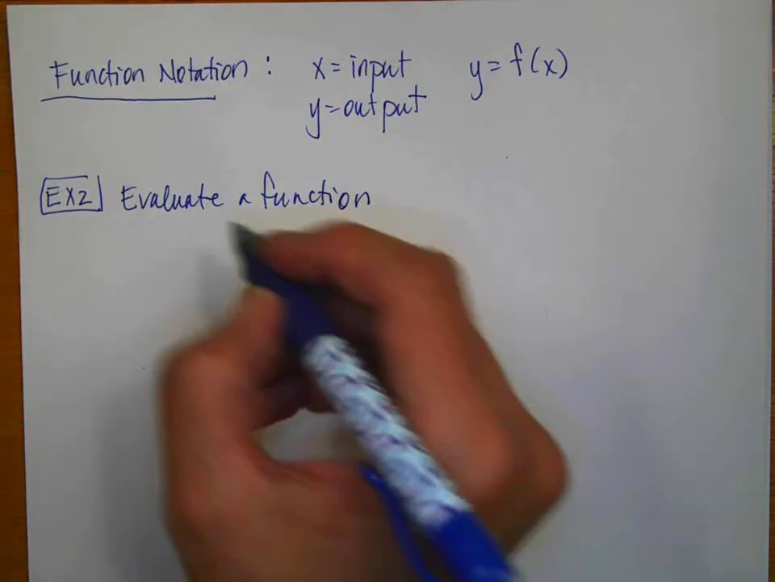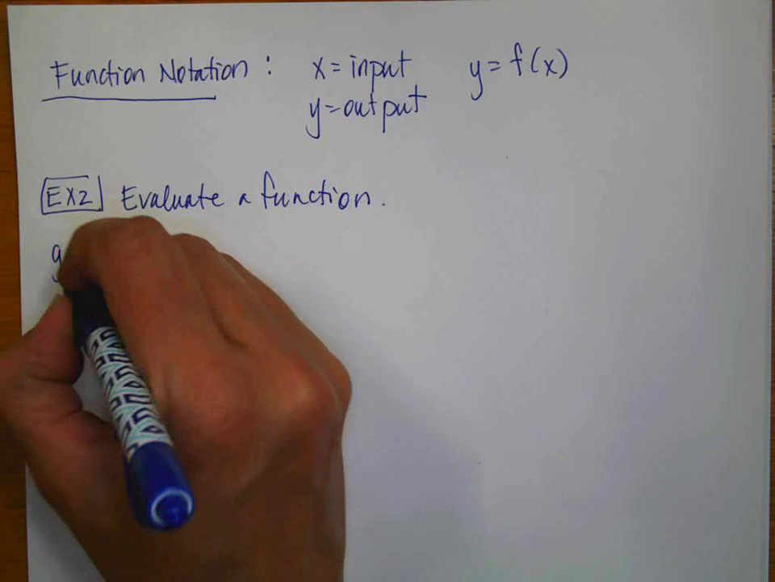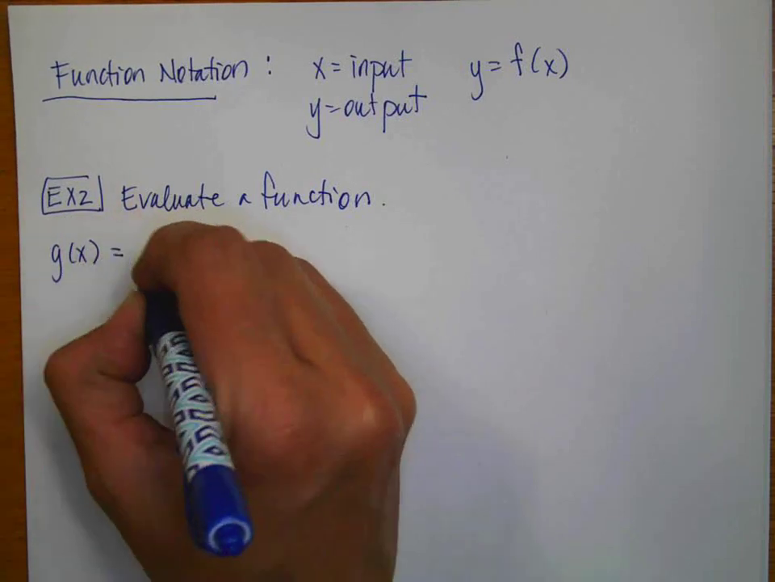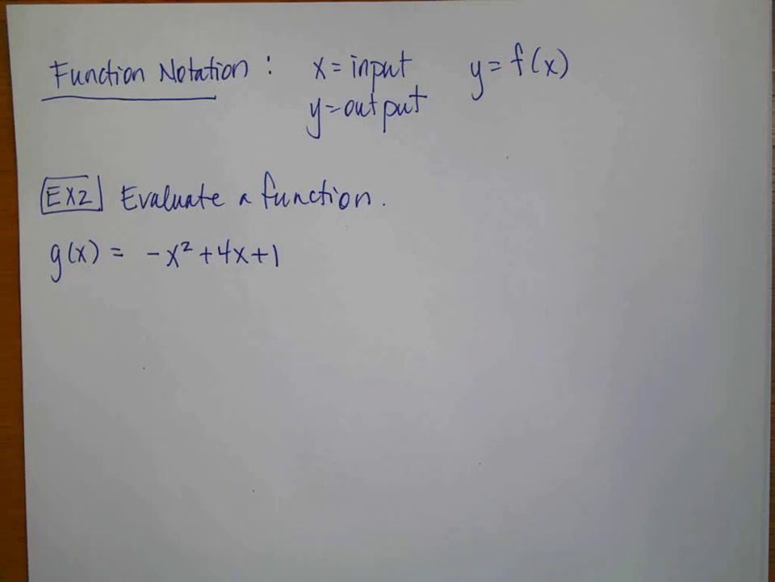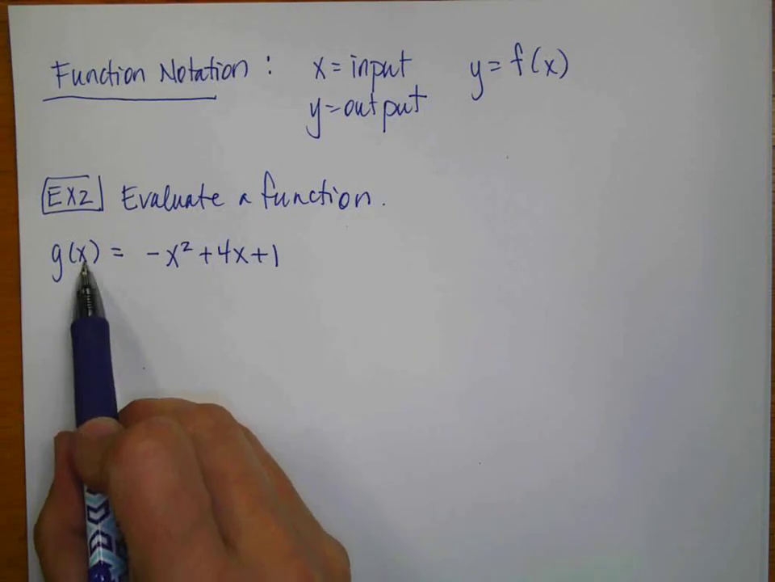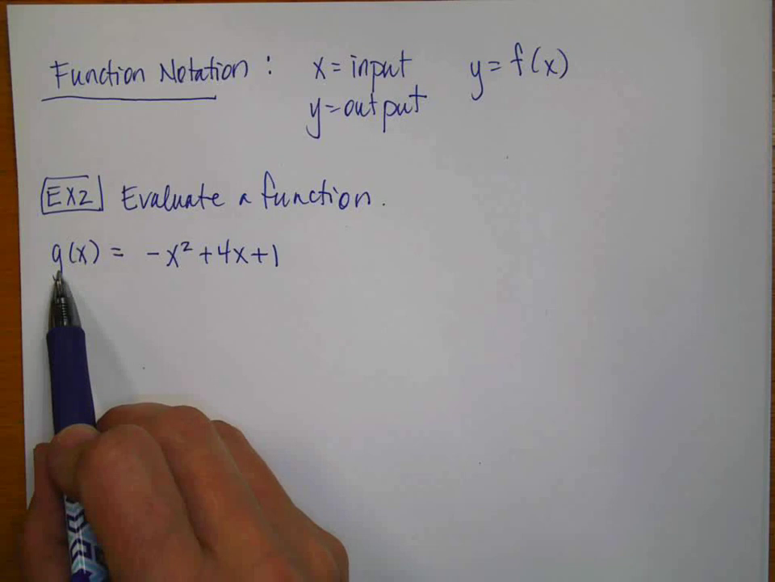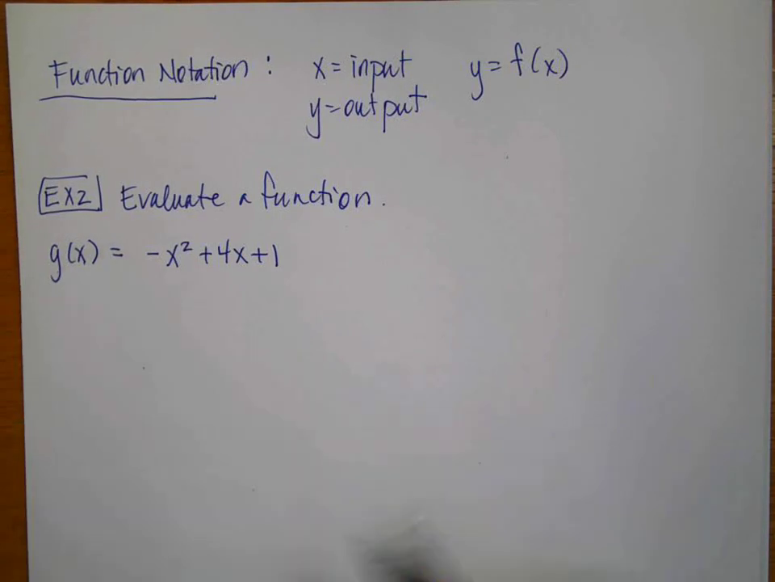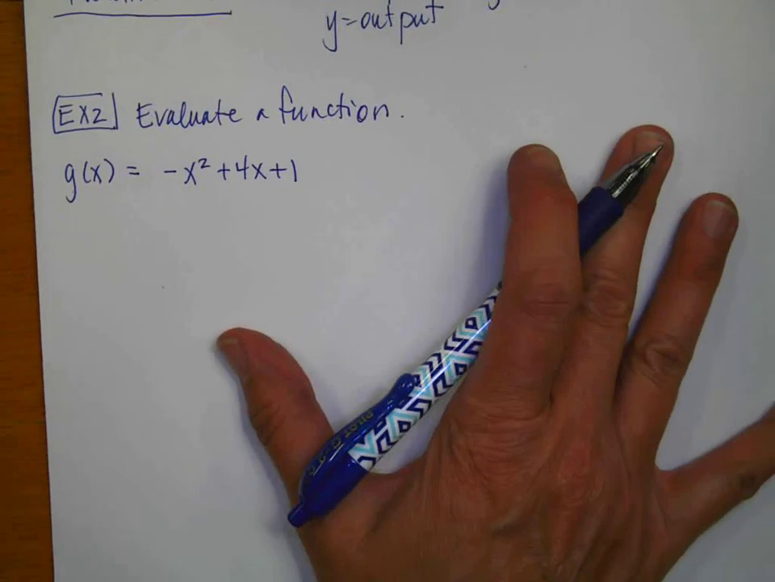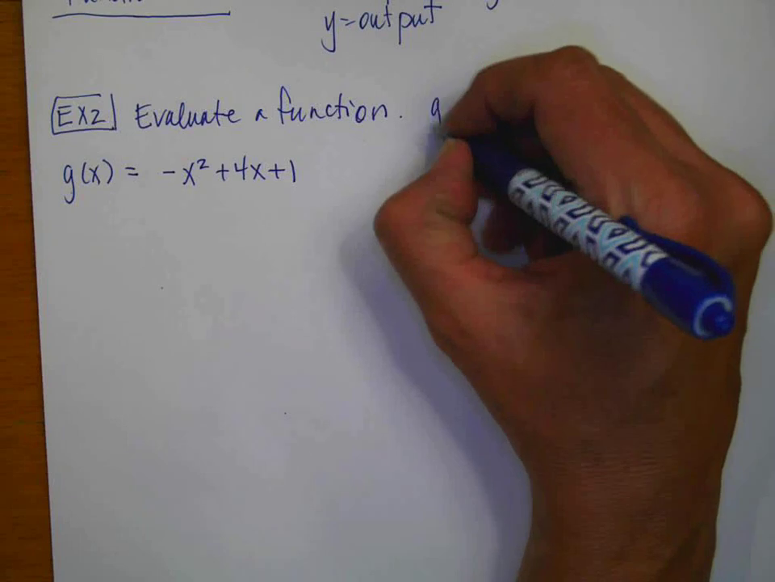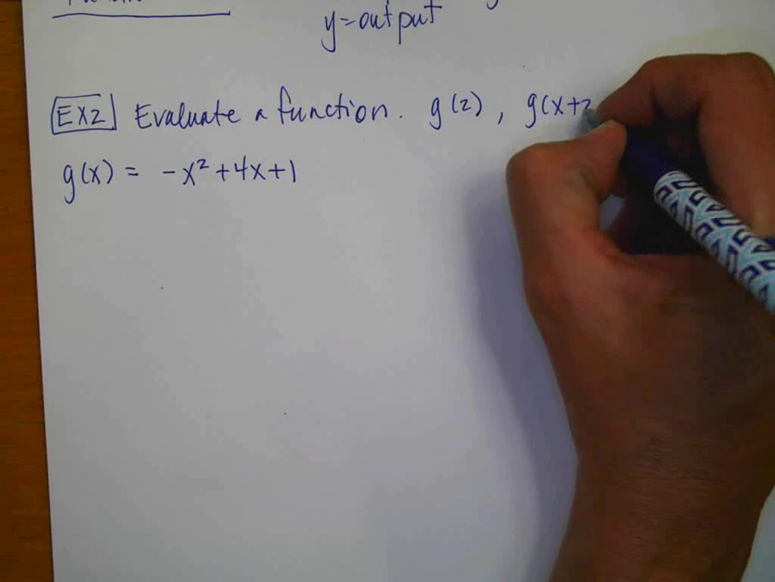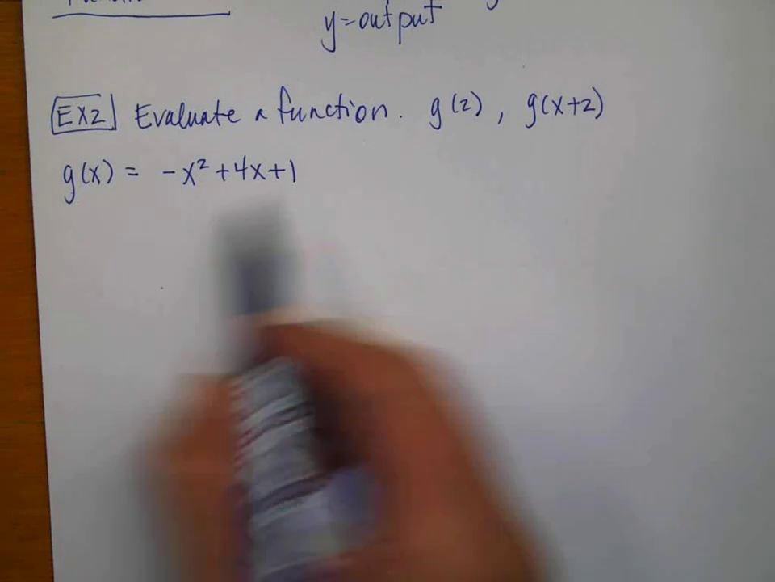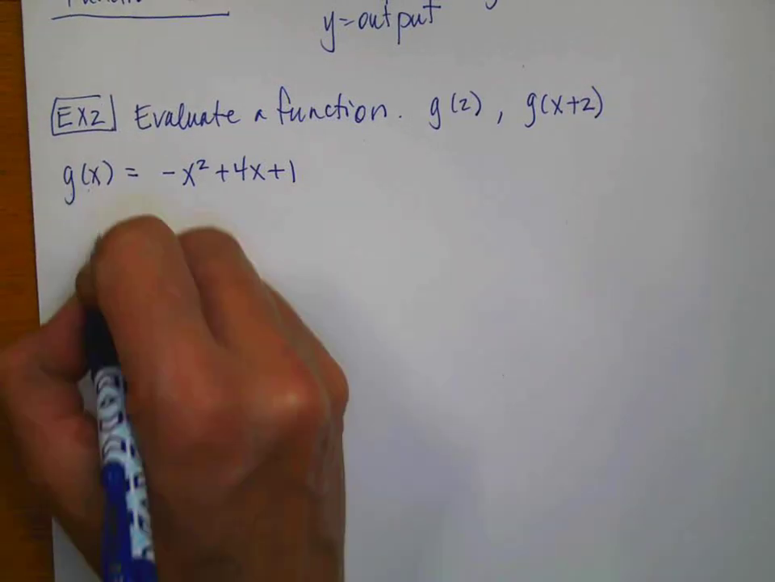All right, so let's talk about the function. We're going to be given g of x is equal to negative x squared plus 4x plus 1. This is our function. X is the input, g is the output, or y. So I want to evaluate this function at several different values. I want to do g of 2, and I want to do g of x plus 2. Okay? So let's just start with g of 2.